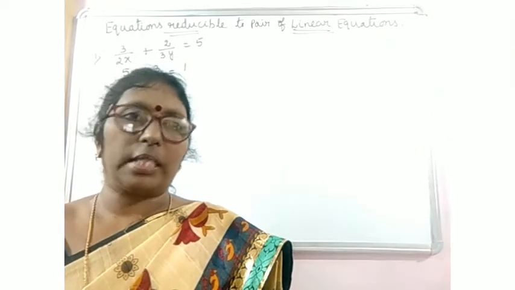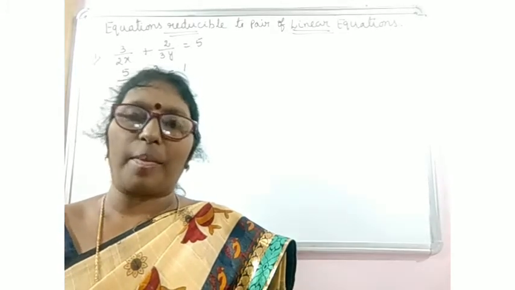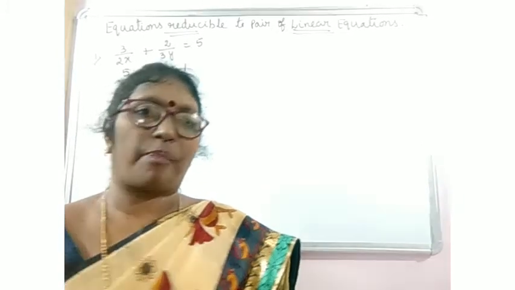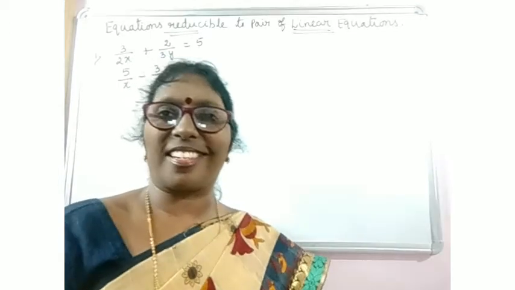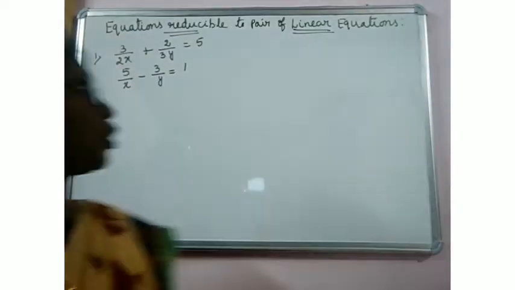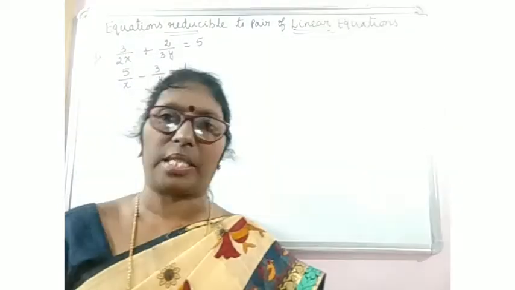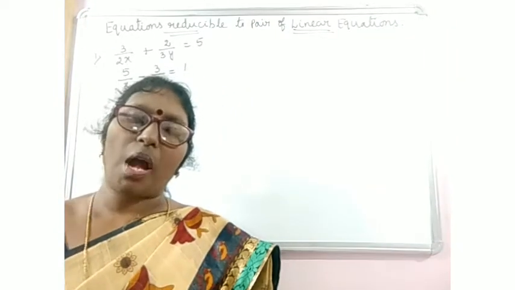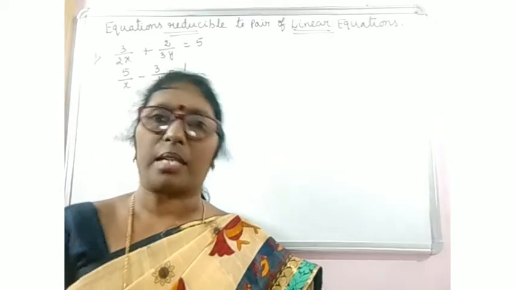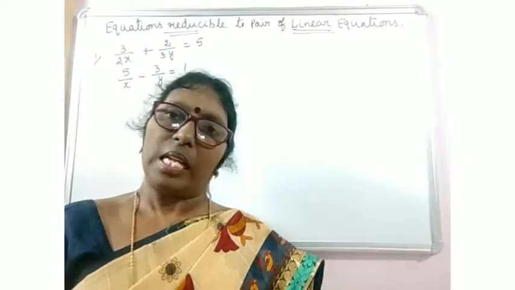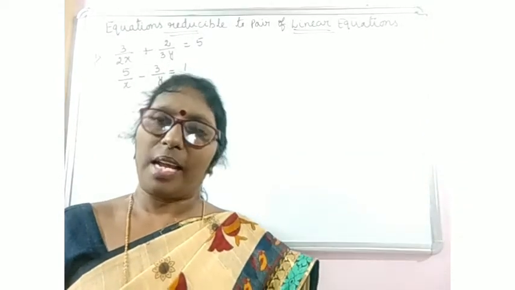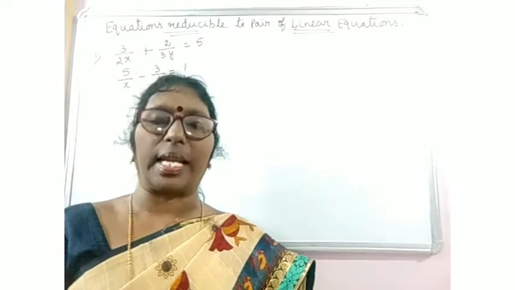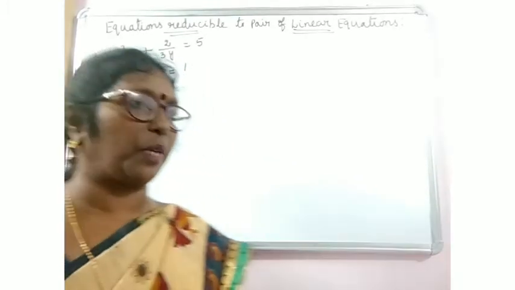Today you are going to learn, in the chapter on simultaneous linear equations, the last part, that is, equations reducible to a pair of linear equations. Slightly complicated equations will be given to you. You have to convert them into simpler linear equations, then solve as usual. And afterwards, after solving, you can come back. What is that? Let me explain.